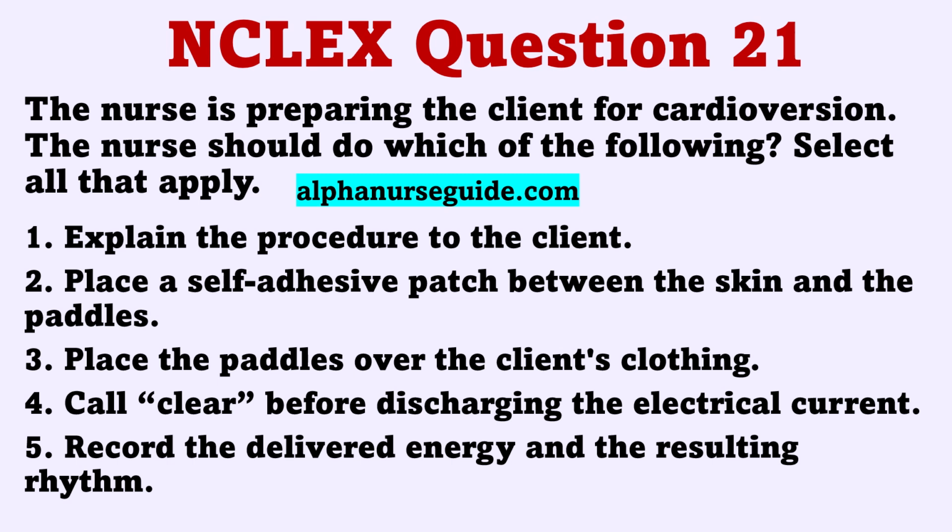The correct answers are 1, 2, 4, and 5. The nurse should first explain the procedure to the client, and then place the patch electrodes per agency procedure. The nurse must make sure to call clear before discharging the electrical current to prevent injury to others who may be helping with the procedure. After the procedure, the nurse must record the amount of electrical current delivered and the resulting rhythm. The paddles are placed on the patch adhered to the client's skin, not over the client's clothing.